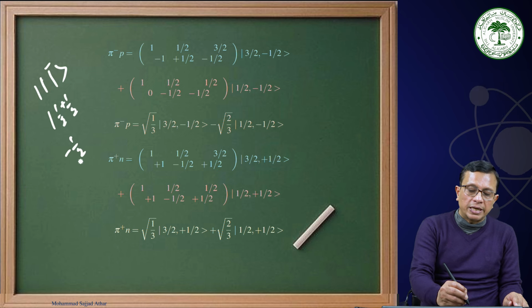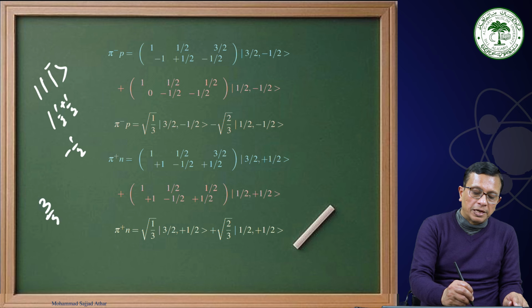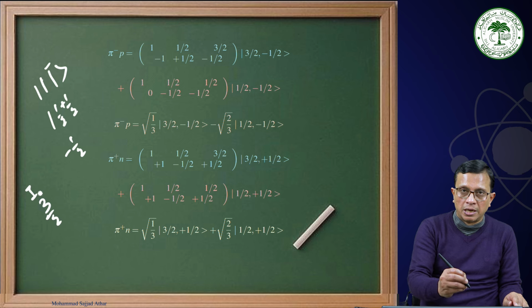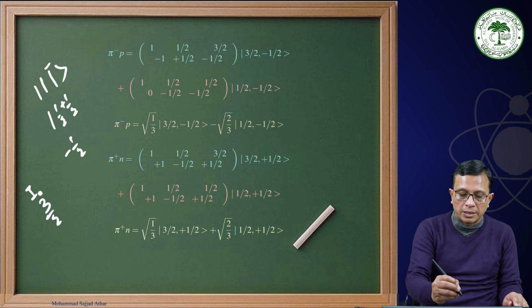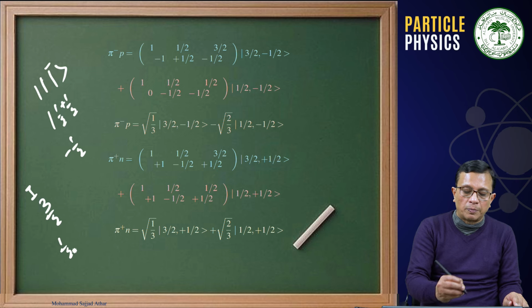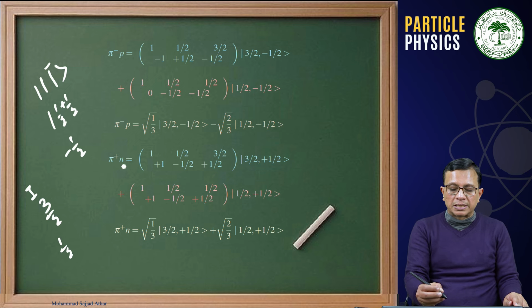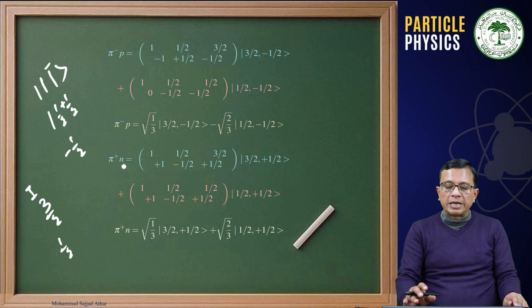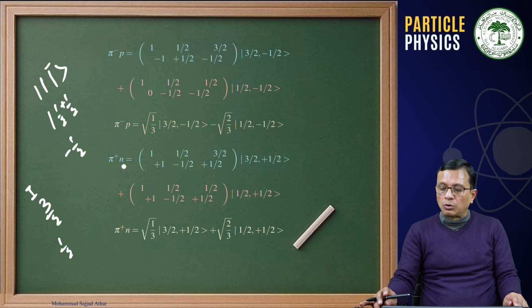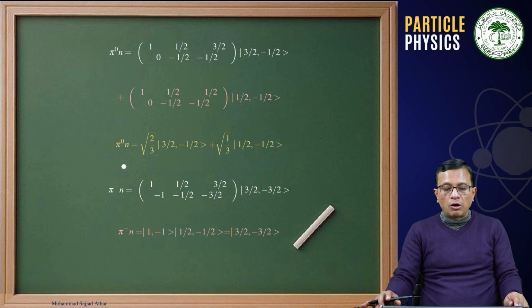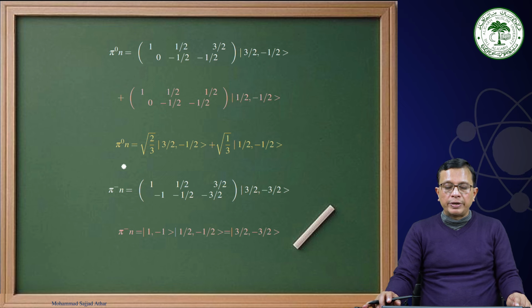Again, minus half we can achieve from 3 by 2 I, because its projection will be plus 3 by 2, plus half and minus 3 by 2. And I can also achieve from half. Therefore, as you can see, here also you have two terms. Similarly, you can work out with pi plus n. Therefore, this is how we have written the different coefficients, and these are known as Clebsch-Gordon coefficients. Now, I have demonstrated it for all the reactions for which we should get these values.